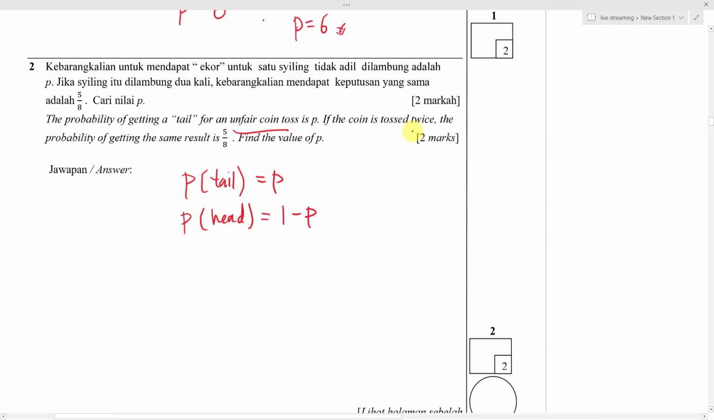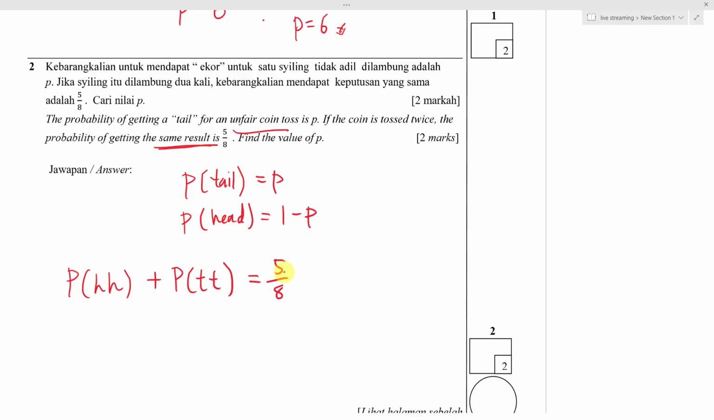Alright, so if the coin is tossed twice, the probability of getting the same result is 5/8. So over here, you must be very careful about the keyword same result. Because the same result here can mean both tail or both head, isn't it? So therefore, I will say something like this. Probability of getting head and head plus the probability of getting tail and tail is 5/8. This is the probability of both head and both tail.